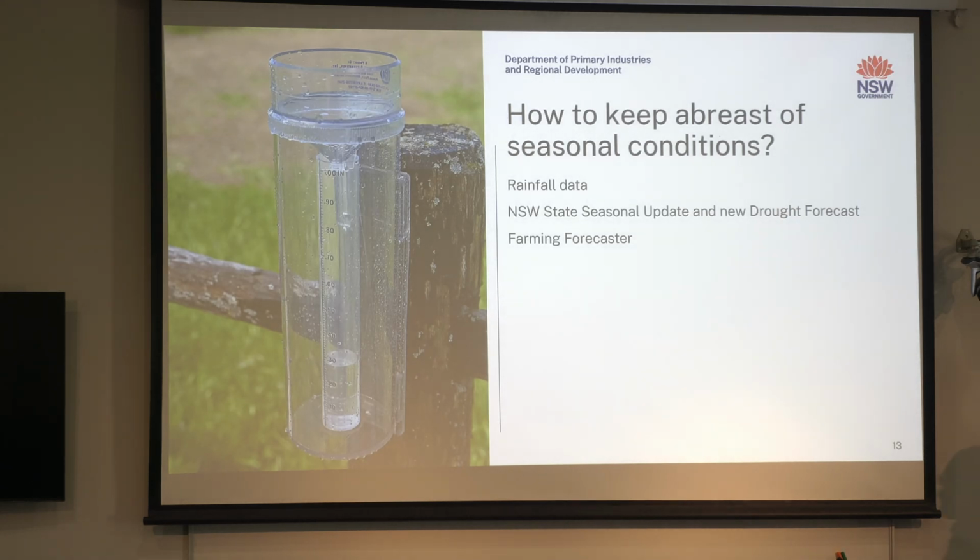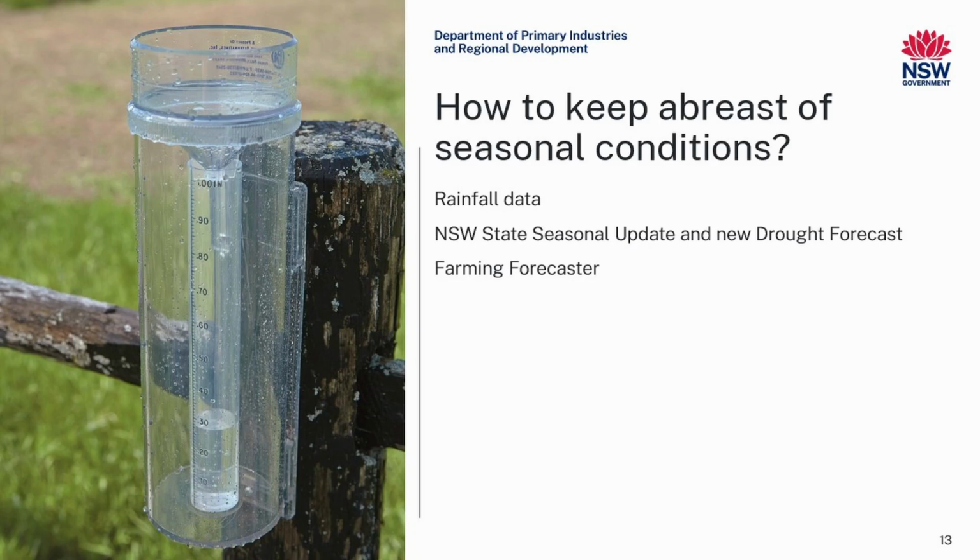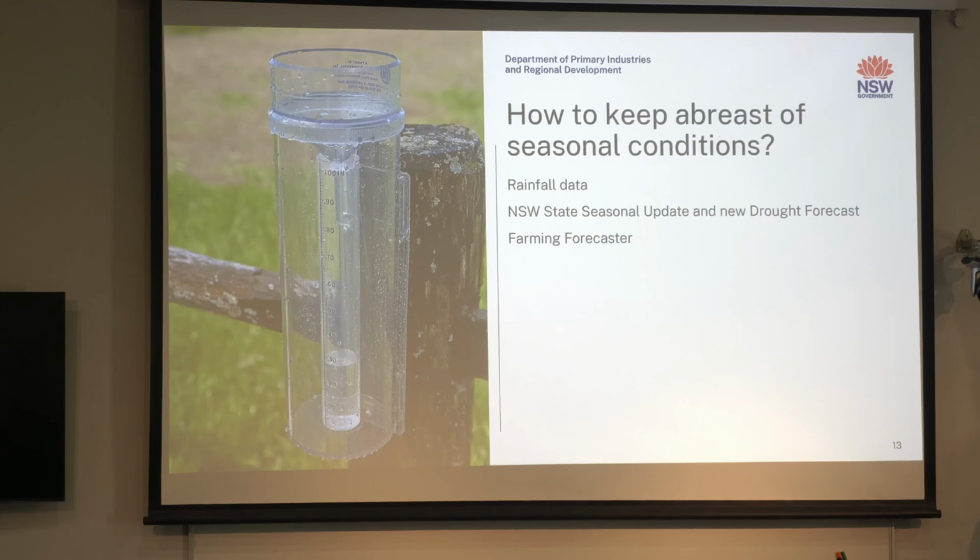So how do we keep abreast of the seasonal conditions as they unfold? There are three examples I'll run through of how I keep abreast of what might be happening, and some suggestions. Firstly, rainfall data. It's our primary data. Everybody has a rain gauge, everybody has a rainfall sheet, everybody can see the tallies as they come through, weeks and months and days as they progress.